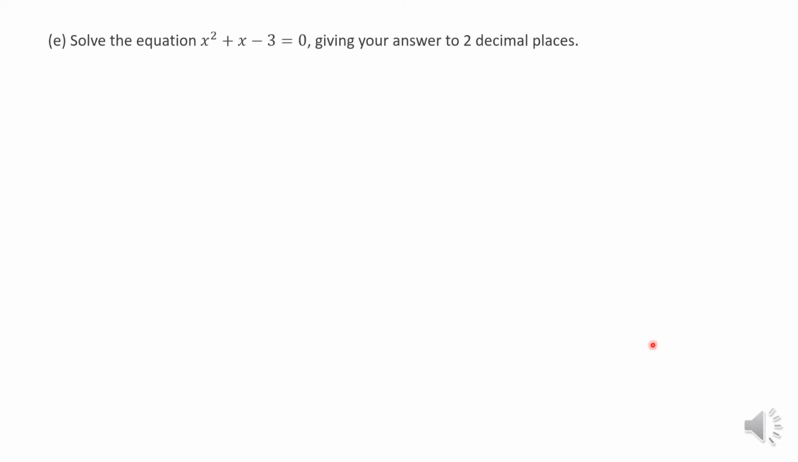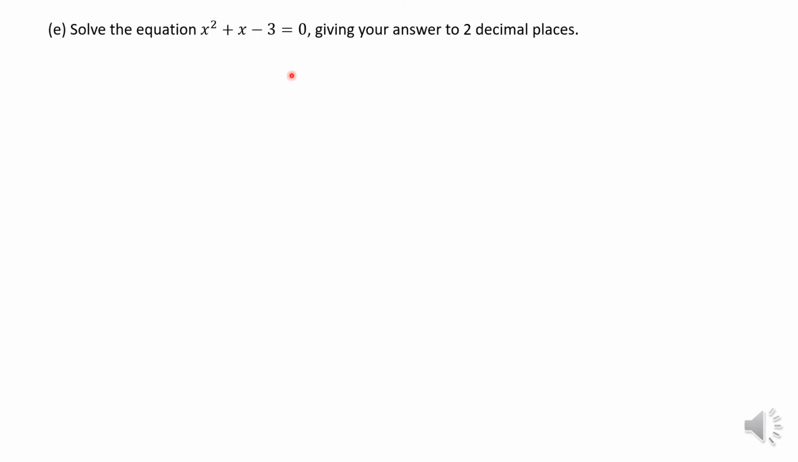So what they want us to do here is we need to solve this equation. Now remember, I have done plenty of videos on how to solve quadratic equations. All right, so because they are saying the answer is supposed to be rounded to 2 decimal places, that means we need to solve this either by completing the square or by using the quadratic equation formula. Right, so I'm using completing the square here.